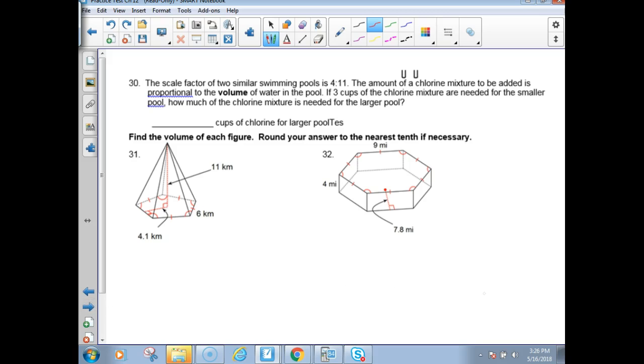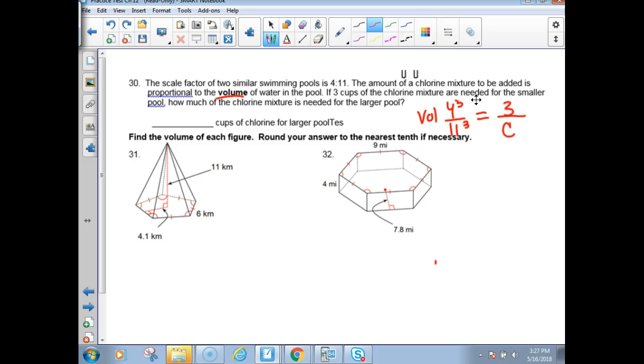The scale of 2 similar swimming pools is 4 to 11. The amount of chlorine mixture to be added is proportional to the volume of water in the pool. All right, so if this is the scale factor, we need to do volume. We need to do 4 cubed to 11 cubed. That's your volume ratio. Now, if 3 cups go in the little pool, how much chlorine mixture is needed for the larger one? So where should I put 3 cups? Top. And we'll need how many cups, C, on the bottom.